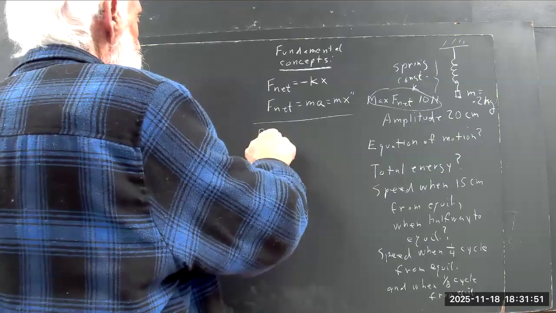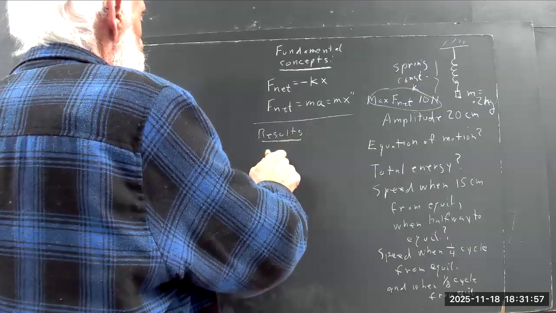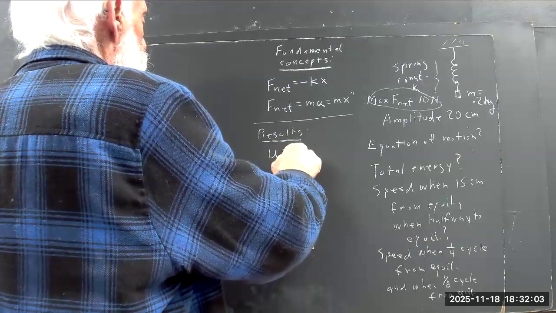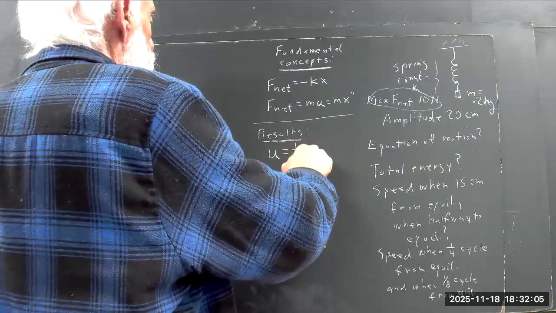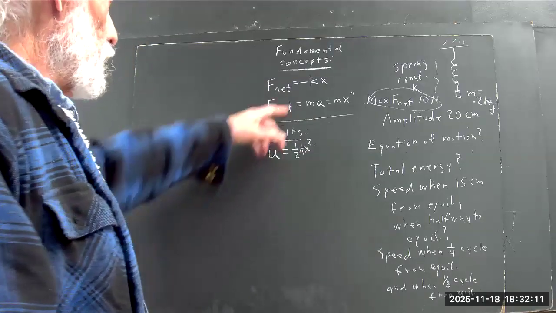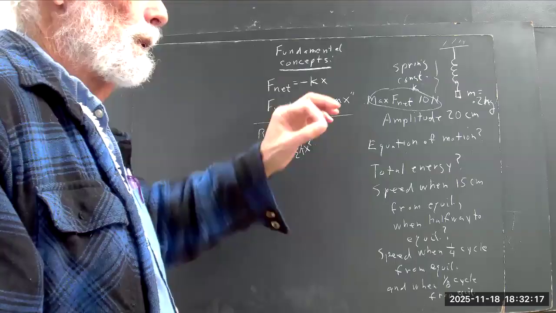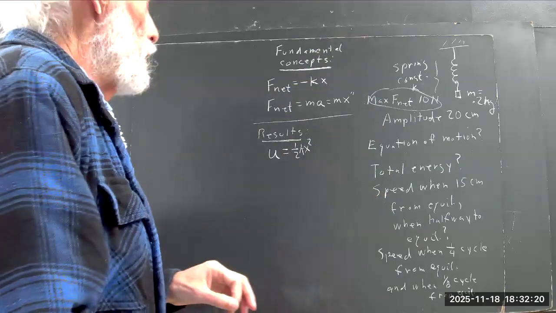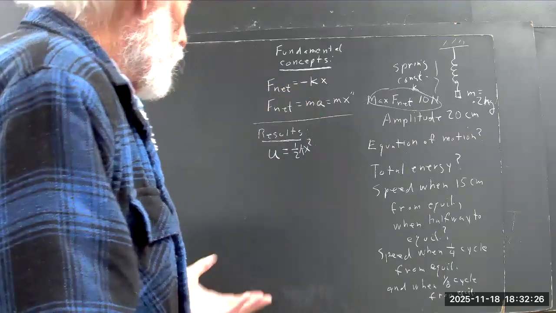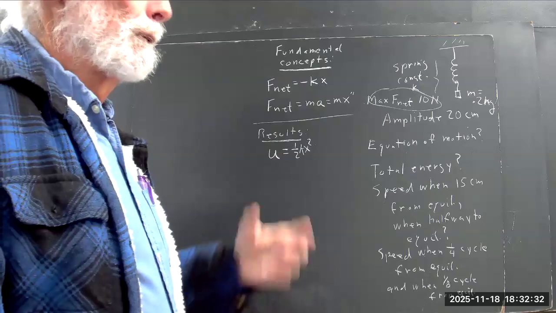Results. Potential energy is 1/2 kx squared. How do we get that? We integrate the net force, which is negative kx, from equilibrium, which is at 0 to x. And you get negative kx squared over 2. That's the work done by the conservative force. Spring force being regarded as conservative.